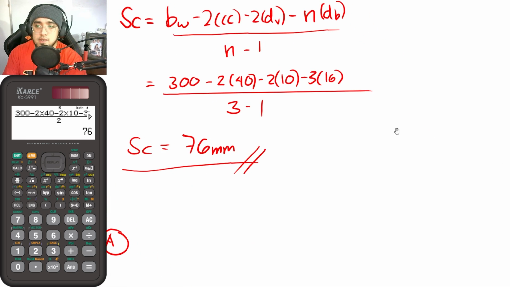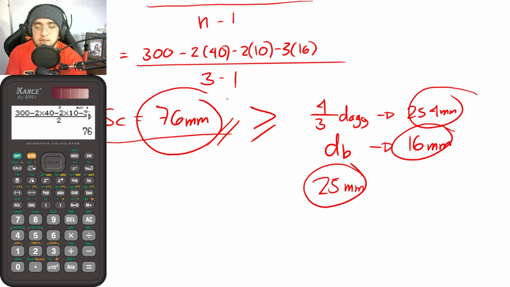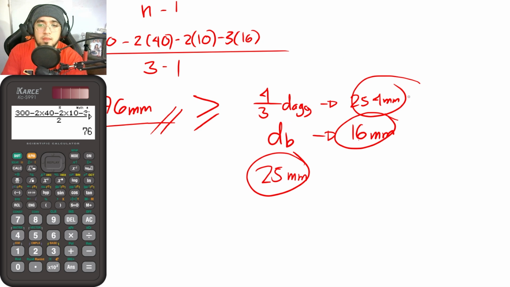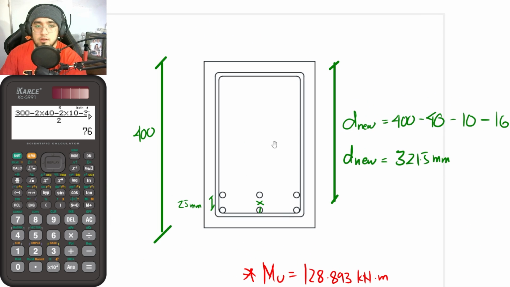So for our limits, this must be greater than or equal to 4/3 of the diameter of aggregate. Previously, we have solved for this as 25.4 mm. And it must be greater than db, which we have already indicated is 16 mm. And also, aside from these two, it must be greater than 25 mm. So 76 mm is greater than all of these, meaning that we will be making use of this particular setting. So this is now the governing section. Okay, so there.